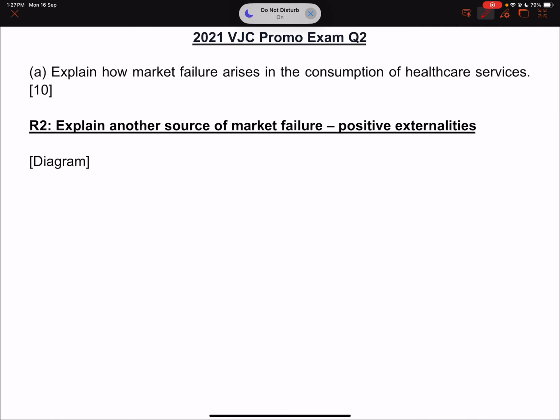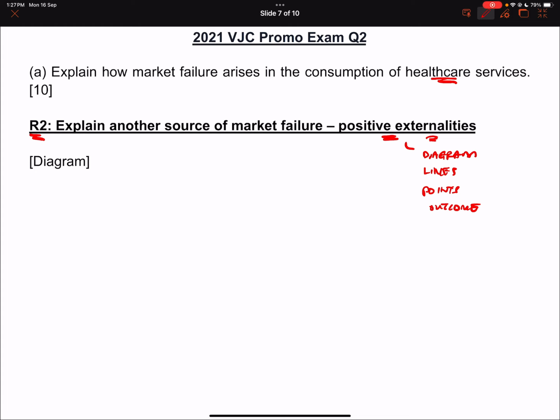Okay, so now we're going to go into the second requirement. So the second requirement is, if you remember, this is healthcare, right? And so there's positive externalities. So again, we're going to follow the same sequence, which is we draw a diagram first, and then we're going to have lines, points, and outcome. Okay, so we start with the diagram. This is for positive externalities, okay?